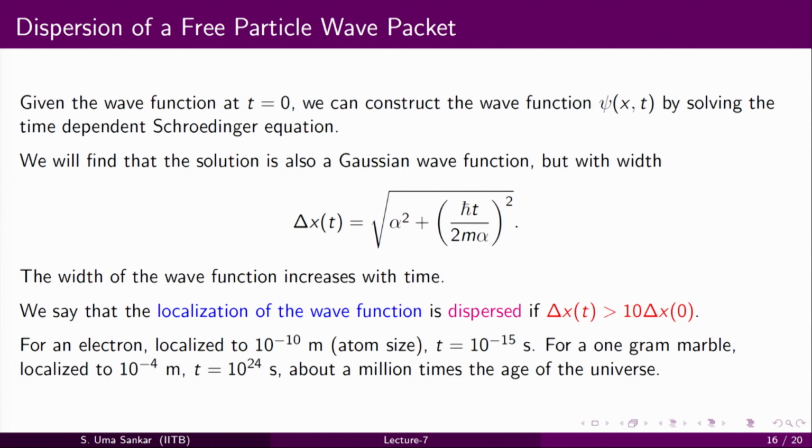Now, by substituting this psi of x comma 0 and using Schrödinger's equation, I can work out what psi of x at any time t is. Schrödinger's equation is a first order differential equation in time. So, if I know psi of x at t equal to 0, I can find psi of x at any later time. And the algebra I will work out in the notes, but it is some moderately involved algebra.